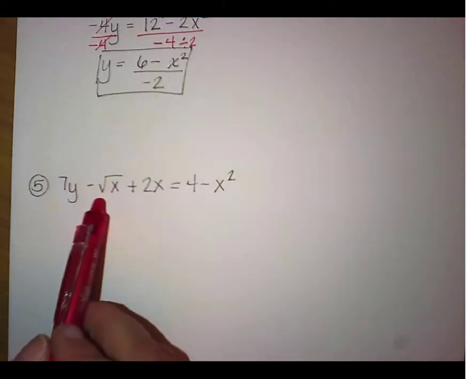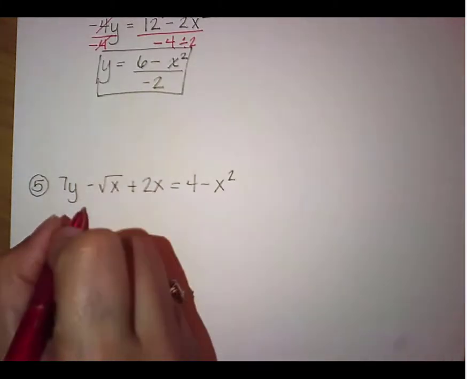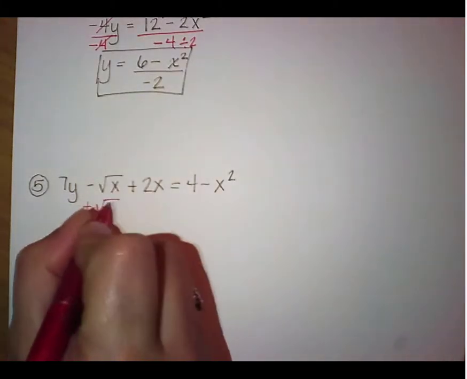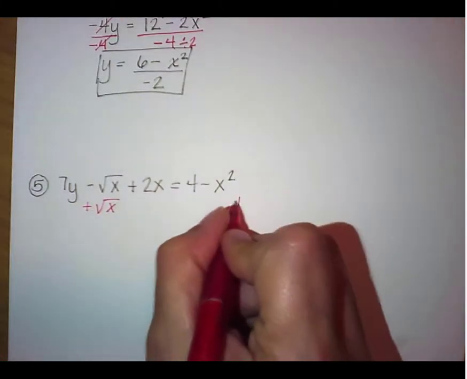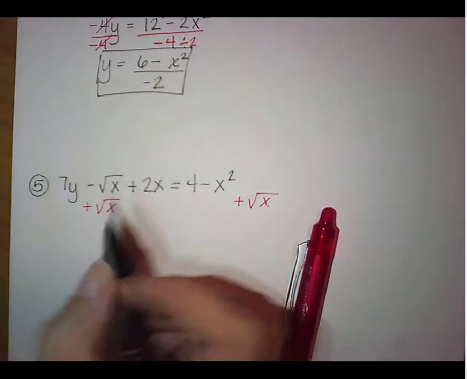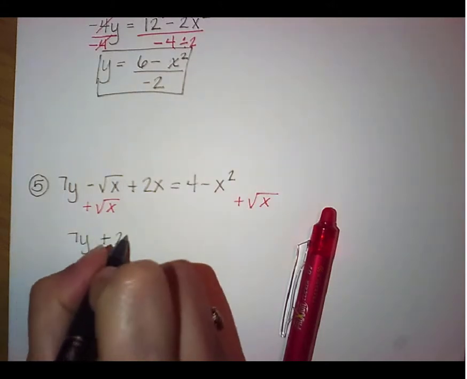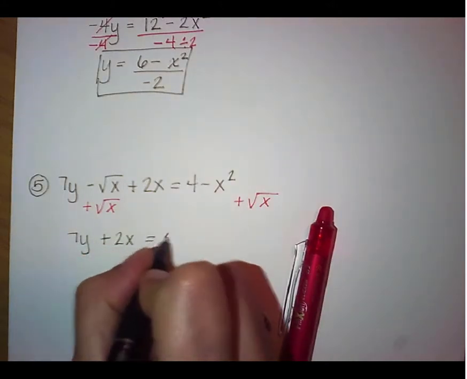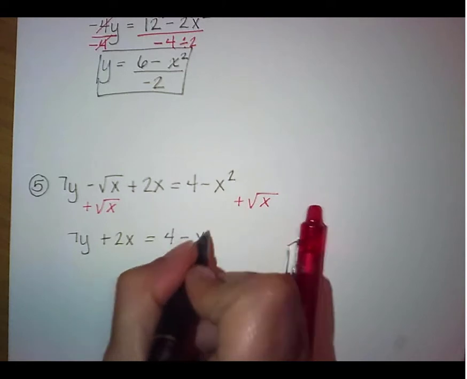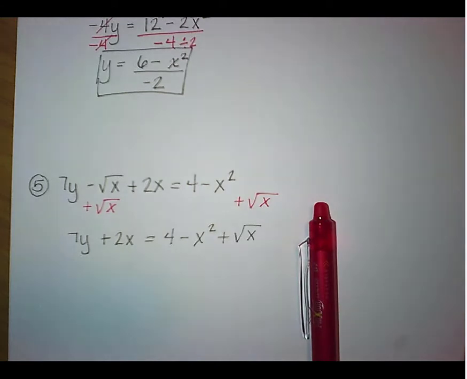I'm going to start with this square root of x. So since it's a minus square root of x, to move it, I'm going to add the square root of x to both sides. Add the square root of x. So that's going to give us 7y plus 2x equals 4 minus x squared plus the square root of x.